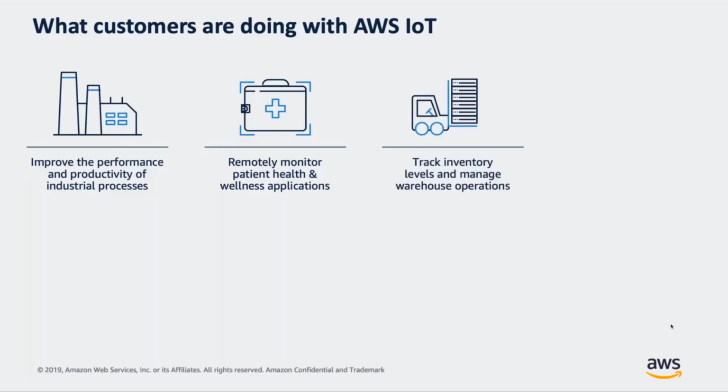Tracking of inventory in warehouses is a very common use case. Amazon itself does this extensively in its warehouses. And you can track all sorts of equipment as well as forklifts, machines, robots that are part of the warehouses.